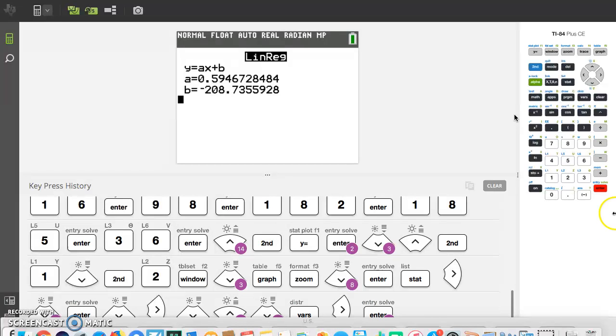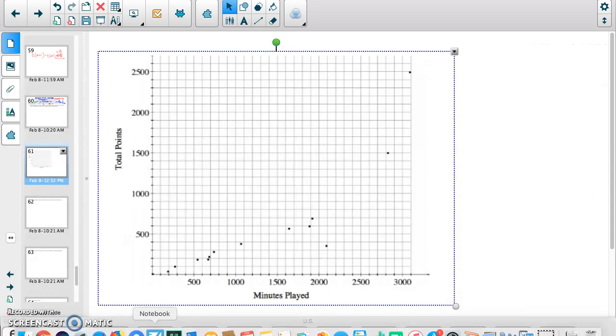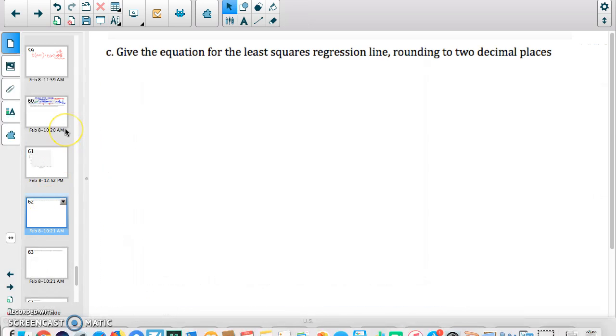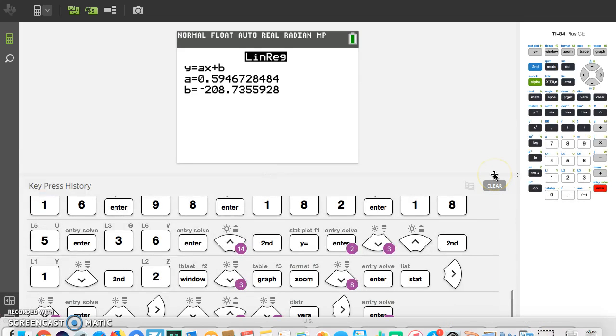So let's go back to our note page. Here I am. And let's jump to part C, where it says to give the equation for the least squares regression line, rounding to 2 decimal places. Awesome. So let's go back to our calculator. Now, they use slightly different notation than us, but instead of A, we usually think of this as M.